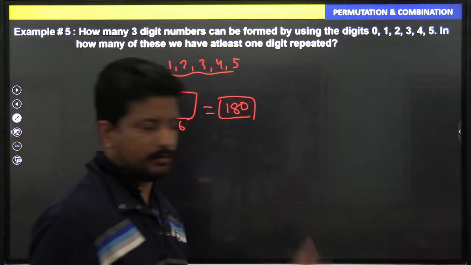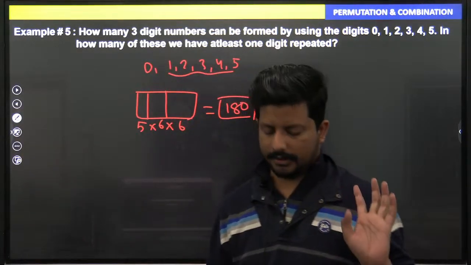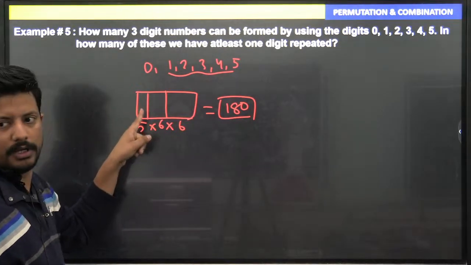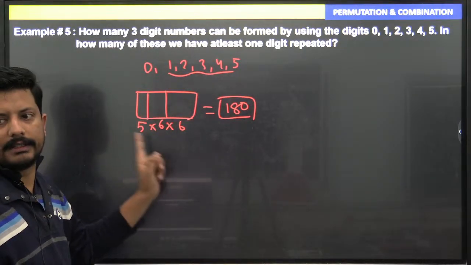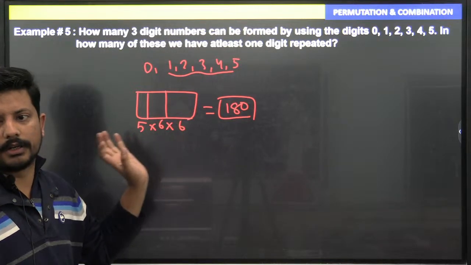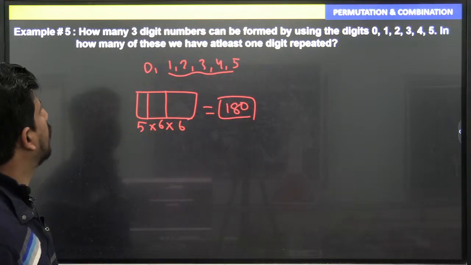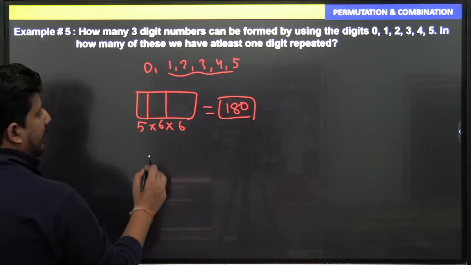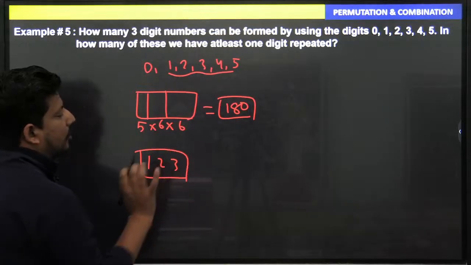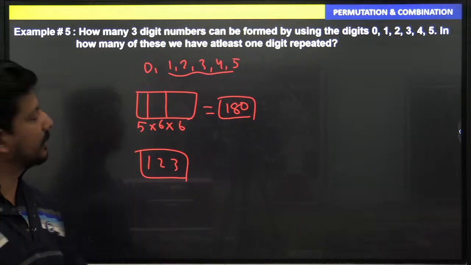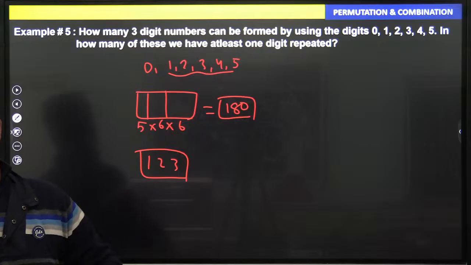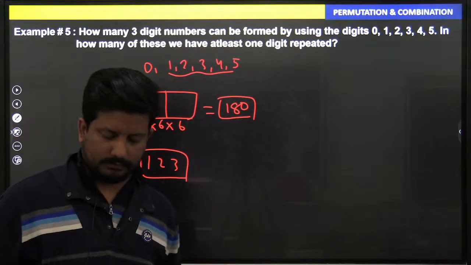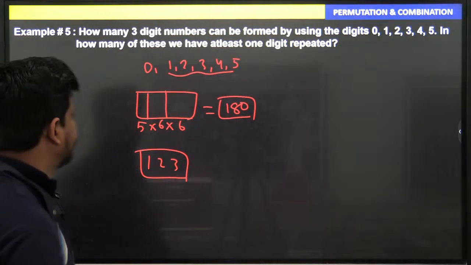And I am telling you, in 180, repeated and non-repeated numbers are all included, because we are taking 6 here. One digit is used here, but again I am taking it here, so this is repeated and included. Now they are asking how many of these have at least one digit repeated. It means they are not asking for a number in which no digit is repeated. So this is all the repeated ones, and we have to subtract the non-repeated numbers.